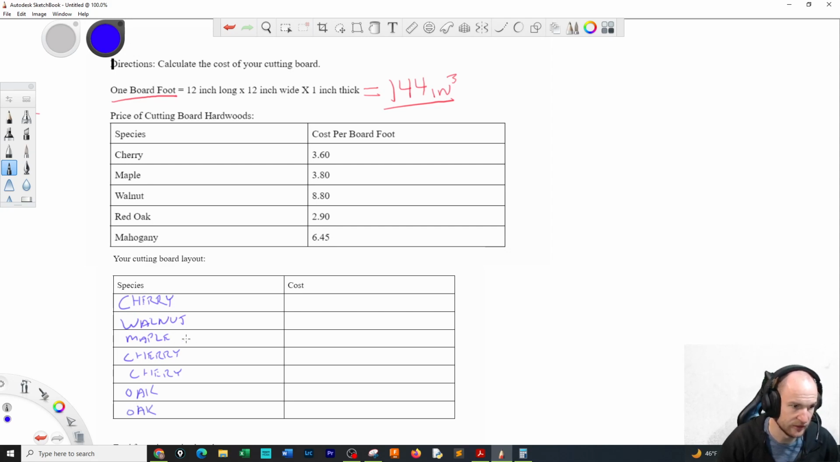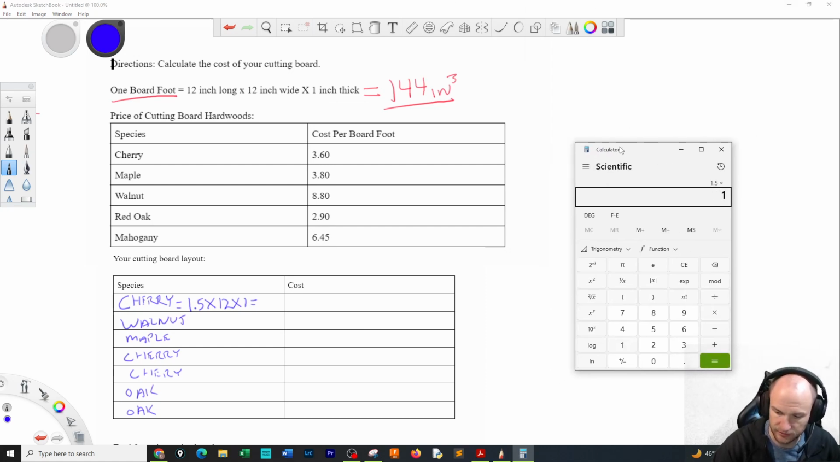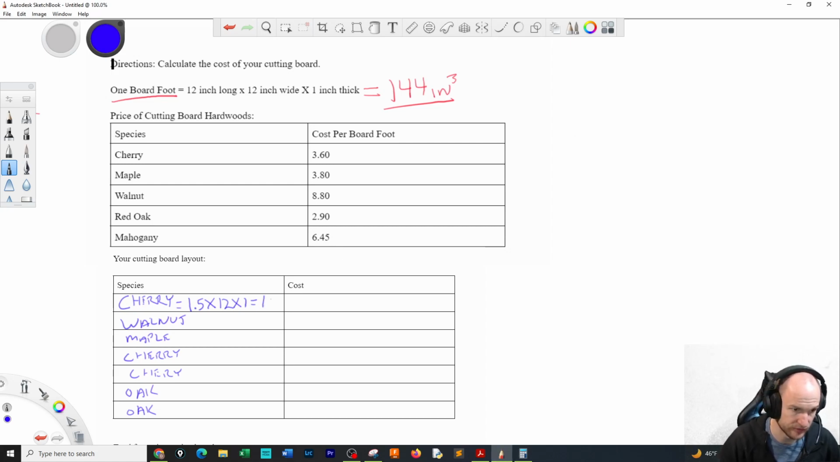So what I've got to do is calculate board feet. For the first cherry strip, and most of these strips, the dimensions are going to be 1.5 times 12 inches long times 1 inch thick. That's going to be the same for all of these, so once I figure this out, it'll be easier to do the rest. If I put this into a calculator, 1.5 times 12 times 1 is 18. No big surprise there. So we've got 18 inches cubed.